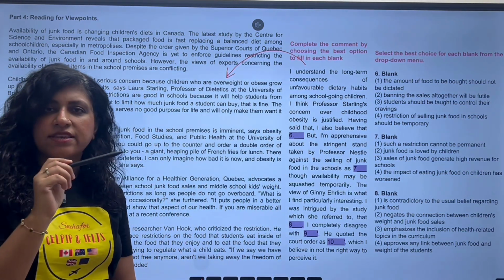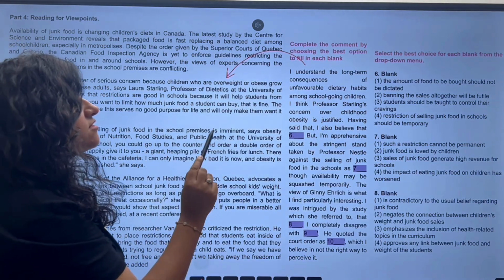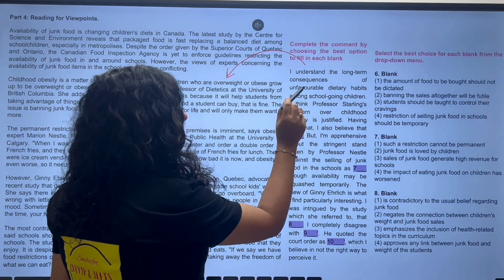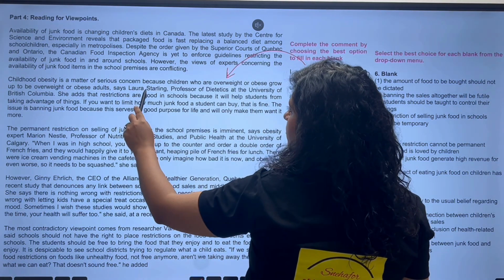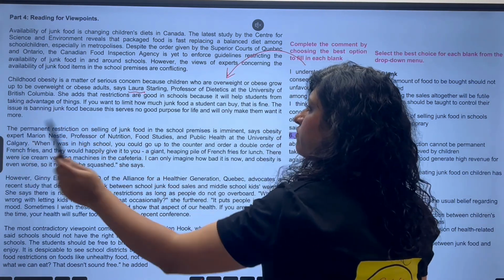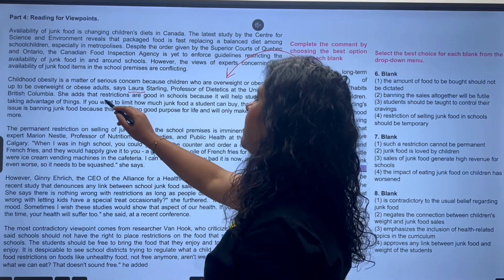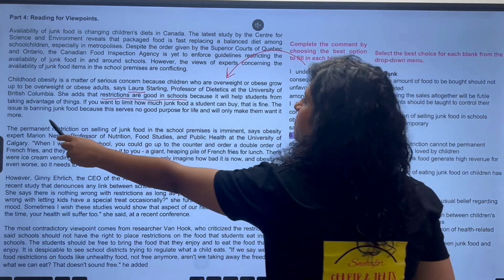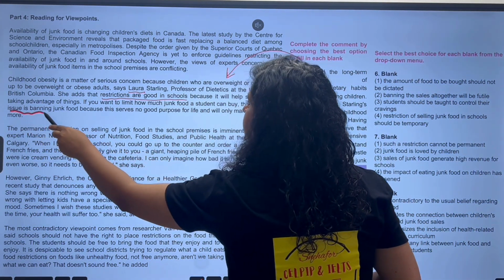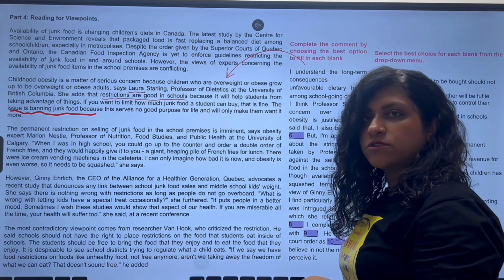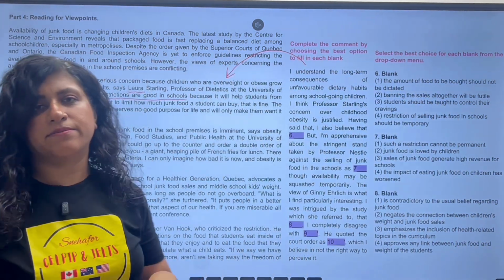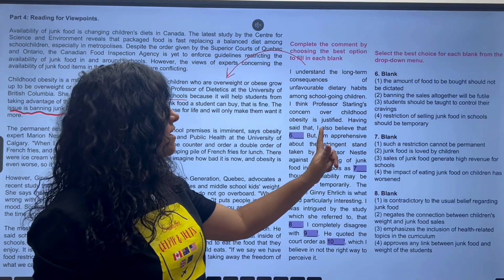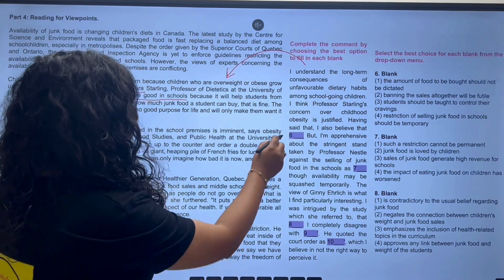So when this reader says that Professor Starling's concern over childhood obesity is justified, that means this reader is in agreement with the viewpoint of Professor Laura. And if you remember the viewpoint of Professor Laura, she said that restrictions are good in schools. However, permanent ban should not be done. So that was her viewpoint. So what will the reader say in agreement with this viewpoint? That having said that, I also believe that dash.